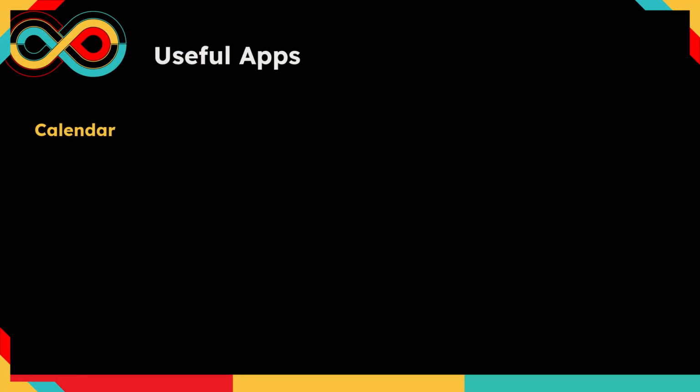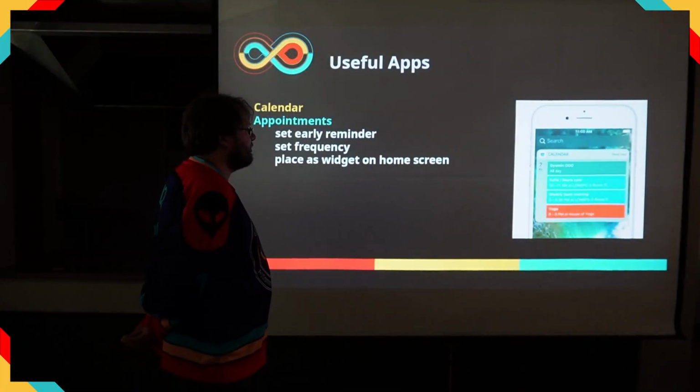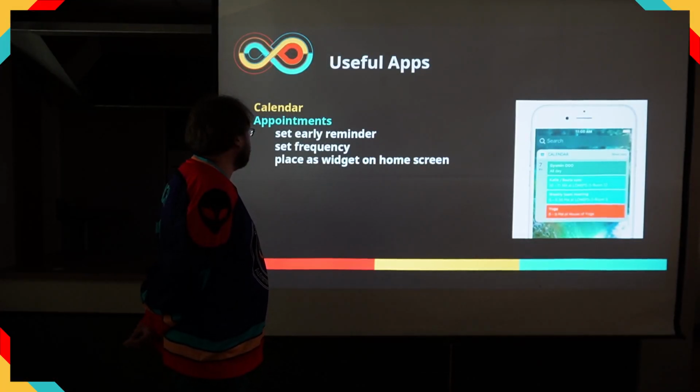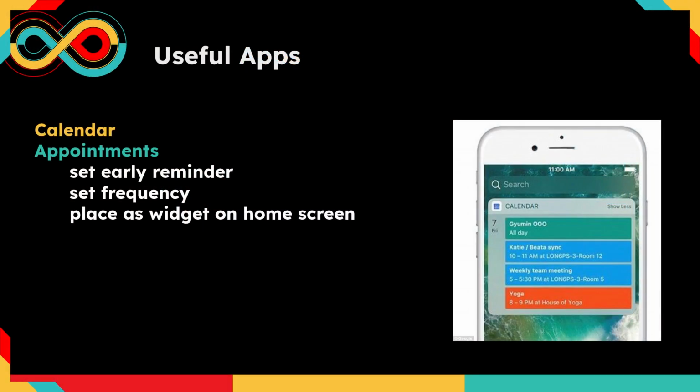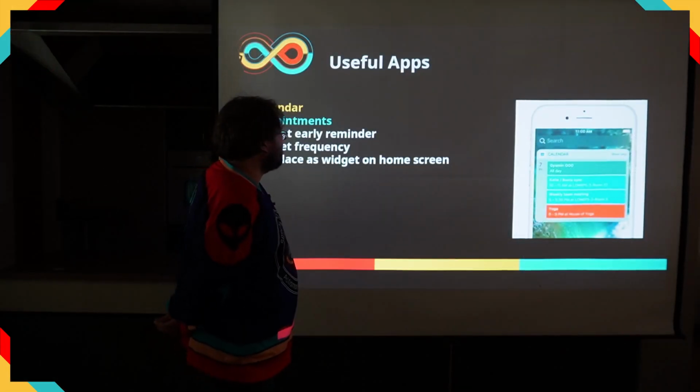Calendar. This is a great way to, instead of writing on a physical calendar, this will actually give you notifications. You can turn on your phone, and it can play a noise, like a bing, to try to remind you. You can put it in your calendar, basically appointments.